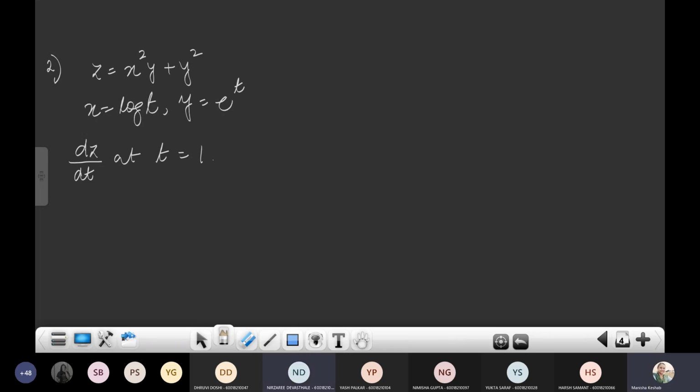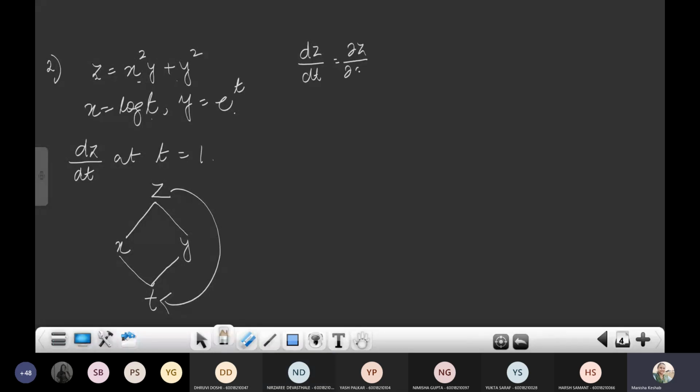So let's see here. First again we will draw the tree diagram. So z is a function of x and y, and x and y are functions of t. So we have got like this. So now we can write down, therefore dz dt, so z is a function of t, and so dz dt will be del z del x into dx dt plus del z del y into dy dt.